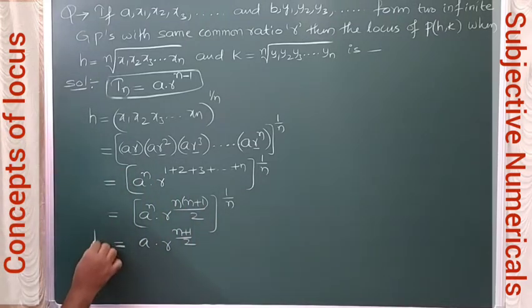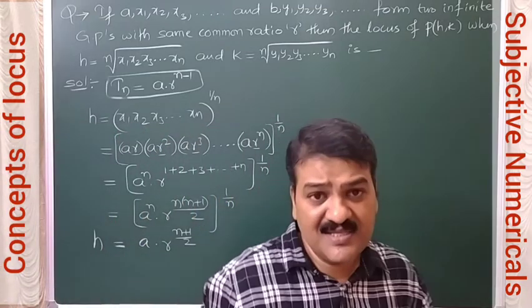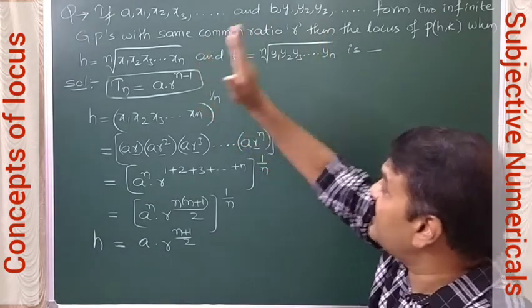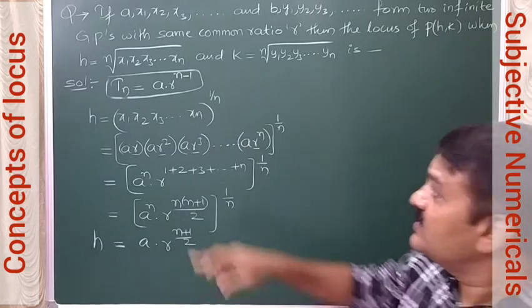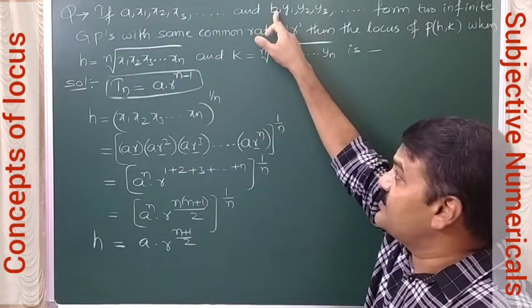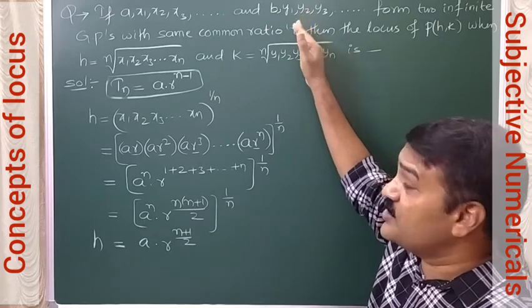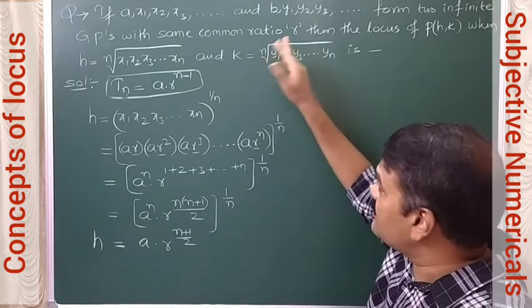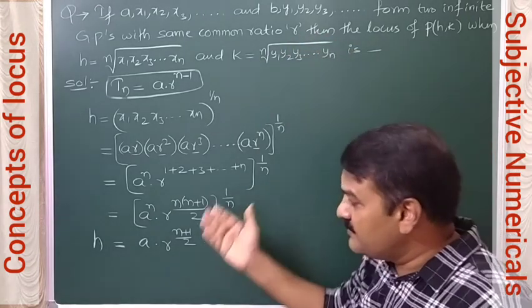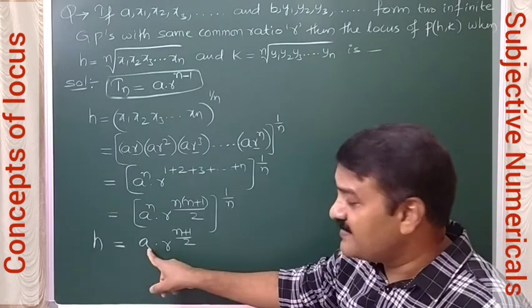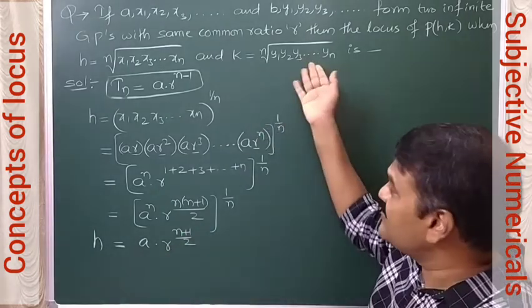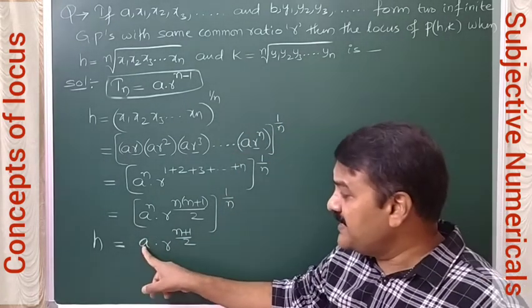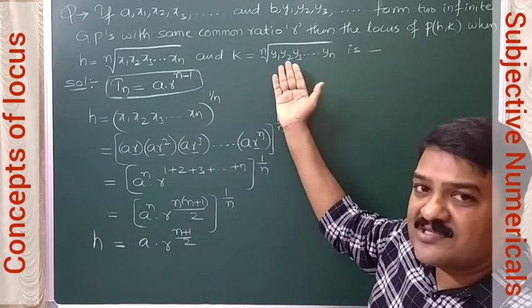This is actually h. Now in the same process, we can solve this also. What is the difference between the first and the second infinite GP? The first term of the infinite GP is going to change, but the common ratio remains the same. So when you solve this one, your answer will be similar to this. What changes is the first term only, because the common ratio is R for this also. This will remain as it is, and instead of A you will get B.